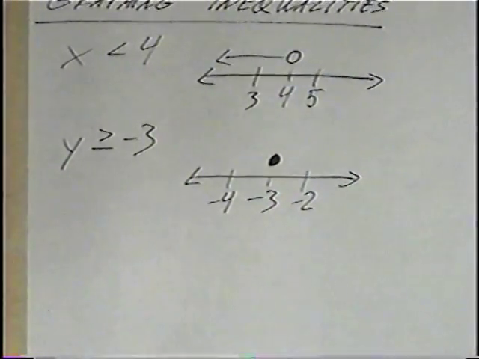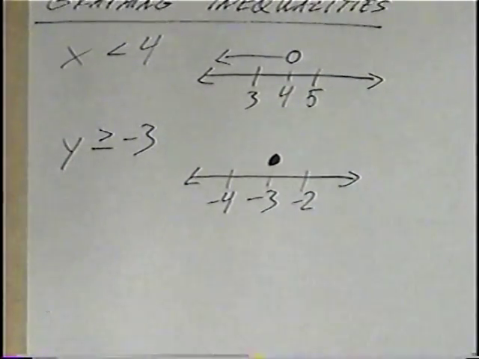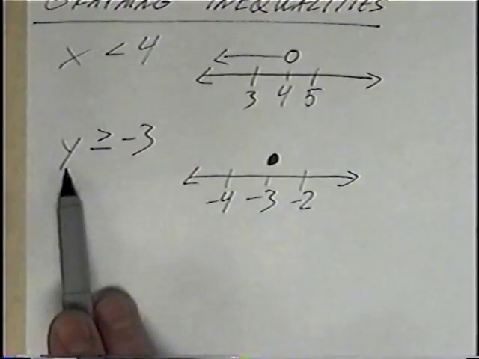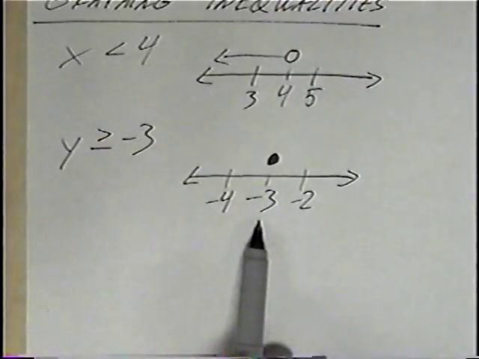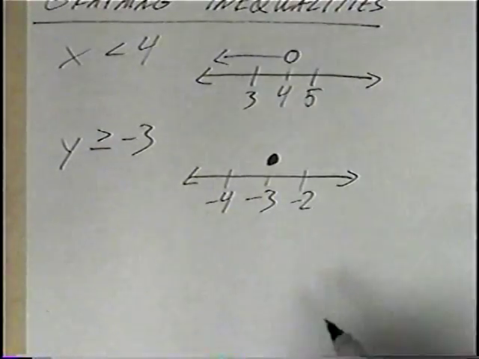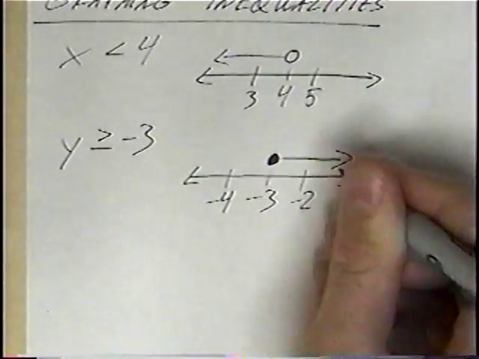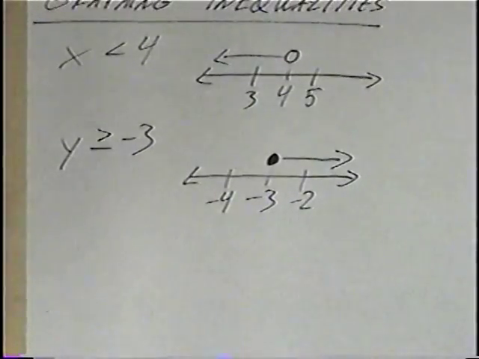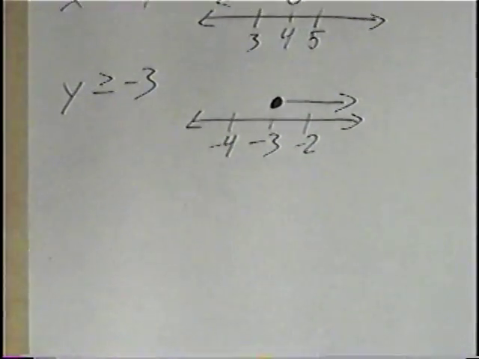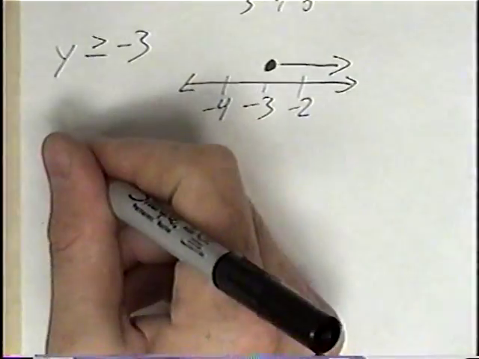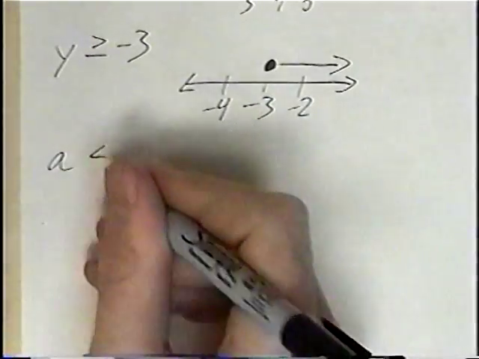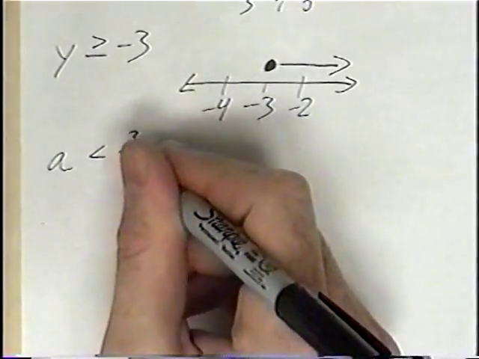And again, the last part, the line either goes to the left or to the right. This time we have y is greater than or equal to -3. Greater than -3 would be to the right. And you'd have your graph like that. Next question. a is less than the fraction 3/2.